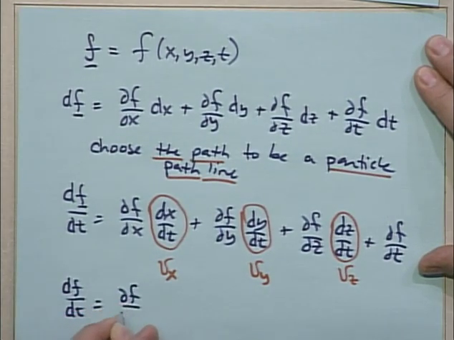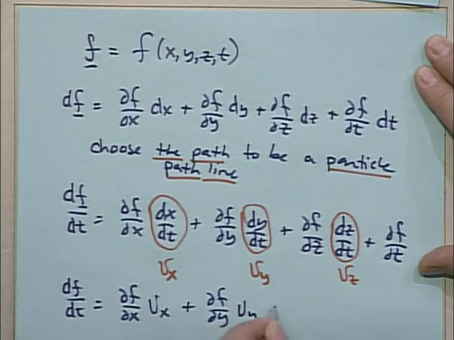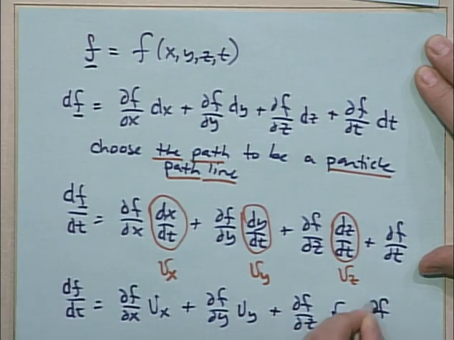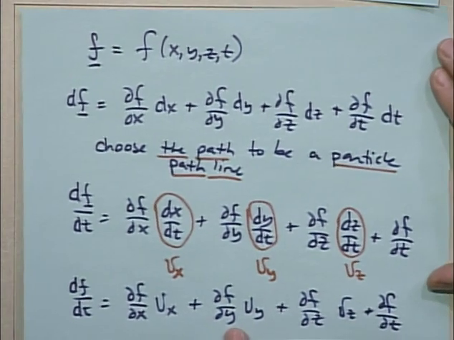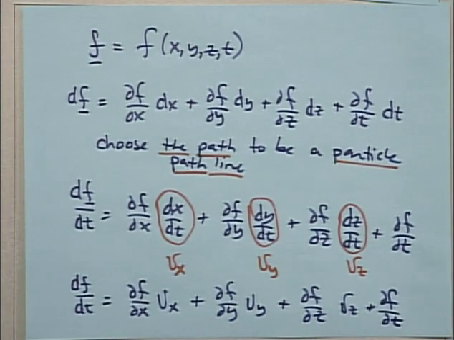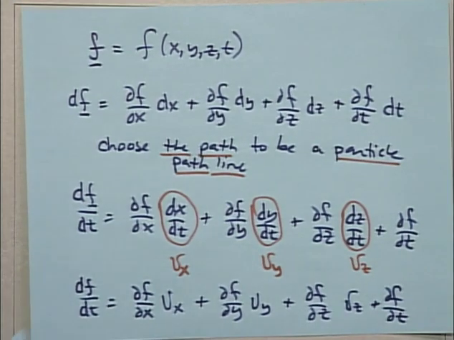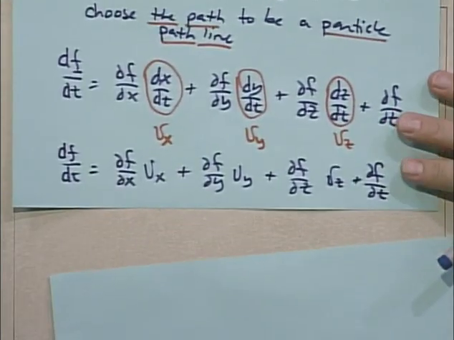equals partial f with respect to x times Vx plus partial f with respect to y times Vy plus partial f with respect to z times Vz plus partial f with respect to t. This is, in fact, that substantial derivative. I'll move this up halfway.